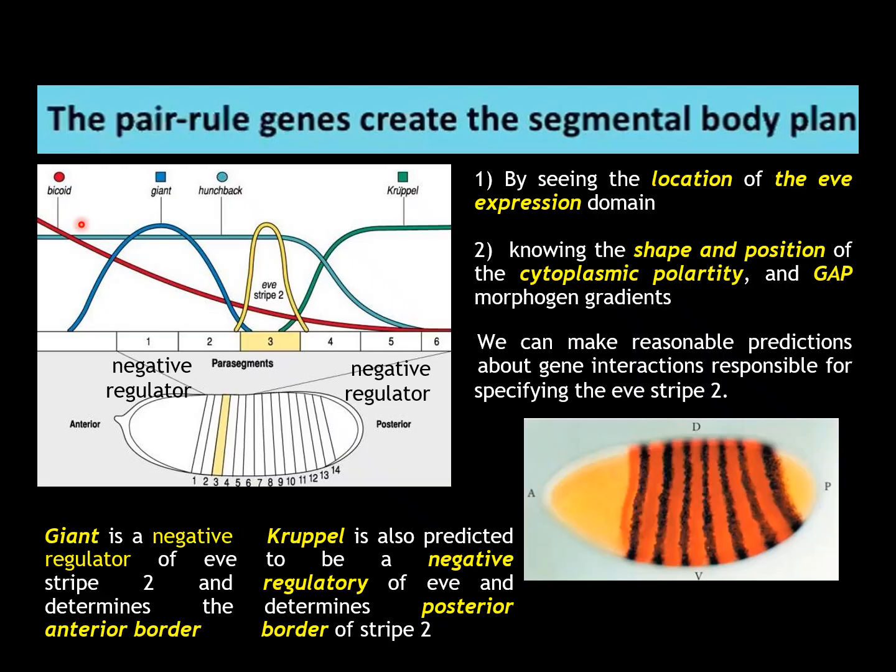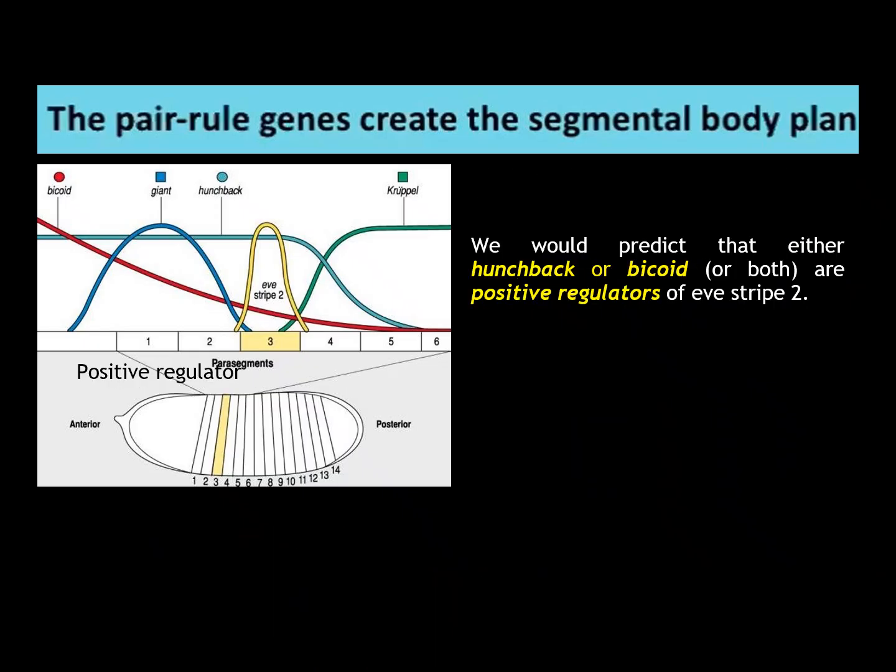What is happening with the shape and position of the cytoplasmic polarity and the gap morphogenetic gradient? So we can see, for example, that bicoid is expressed there. We see hunchback is also expressed there. However, you see that giant and Krüppel set the borders. So it seems that giant is a negative regulator of the anterior border, while Krüppel is a negative regulator of the posterior border. The positive regulator could be hunchback or bicoid or both. And this is how this even-skipped stripe 2 can be formed. And something similar can be analyzed when you analyze each one of the other stripes.